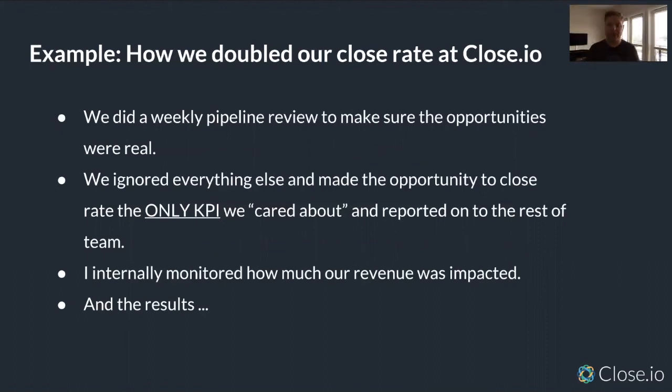We did a weekly pipeline review for me to verify that the opportunities were real. And if they weren't, we would delete them, or we would tell them, hey, you need to do X, Y, or Z before this becomes an opportunity. We ignored everything else. So in the weekly team meeting or my weekly report to the rest of the team, the only KPI that I shared was the opportunity to close rate, or the progress towards it.